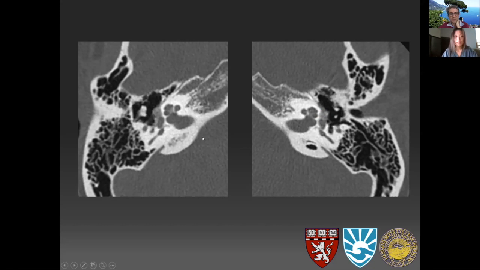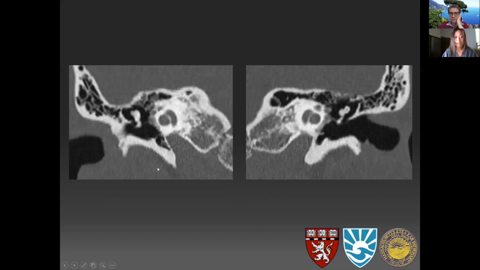Whenever you see something anterior to the oval window, in the region of the fissula ante fenestram, people like to mention otospongiosis or otosclerosis. So let's think about that and think about whether there could be any other possibilities.